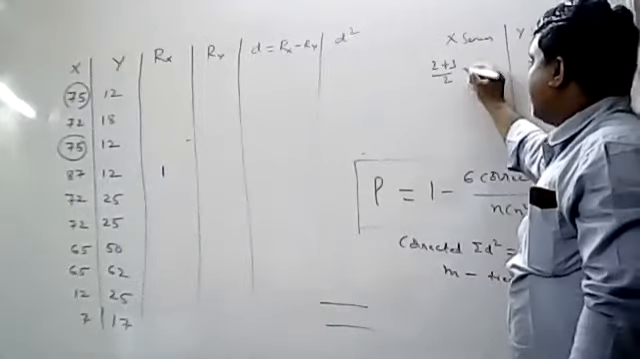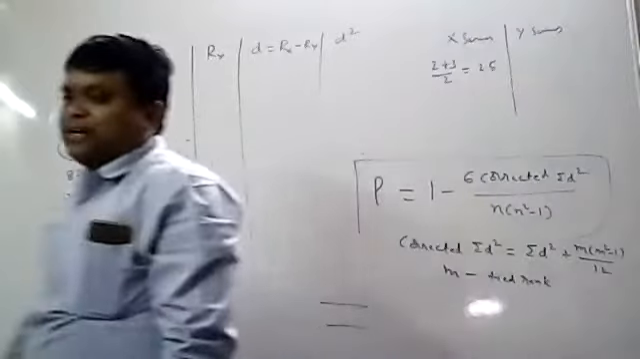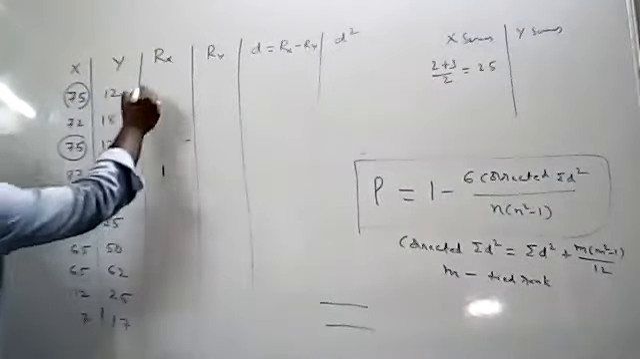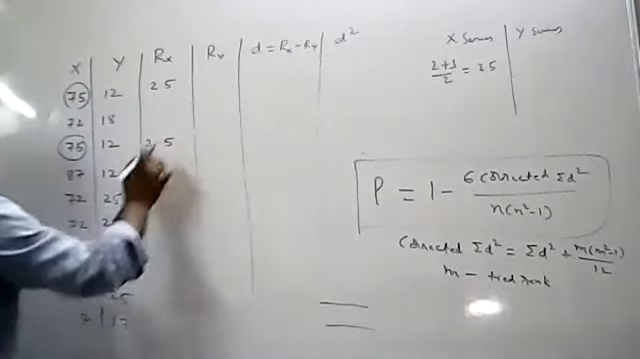So 2 plus 3 by 2. That means what is this value? This value is nothing but 2.5. So assign 2.5 for both the values. 75, 2.5, this 75 also 2.5.